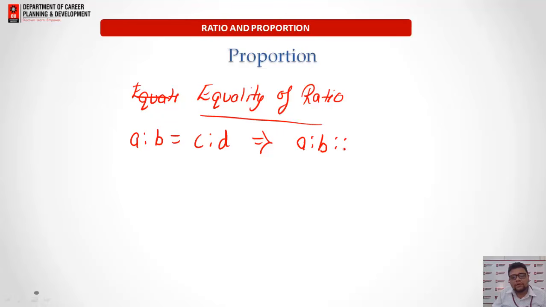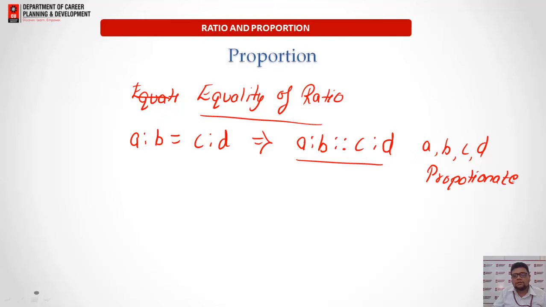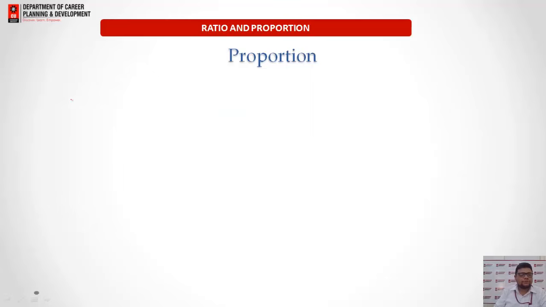This is the symbol of proportion. C is to D. Okay, where A, B, C and D are proportionate values. These are the proportionate values. Okay. Now there are two types of proportion.